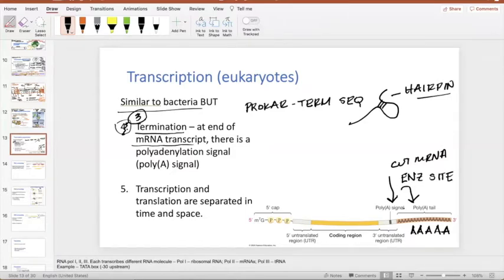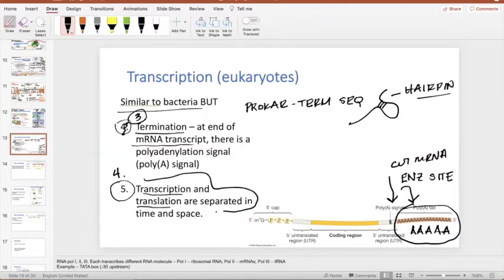And this enzyme's job is going to be to add what we call a poly-A tail to the end of the mRNA, okay? And then the last thing that's different in eukaryotes, and that would be number 4, since I've been misnumbering, is that transcription and translation are separated in time and space. I'm going to ask you to put a pin in that because we're going to come back to this when we get to the translation part of our lecture.